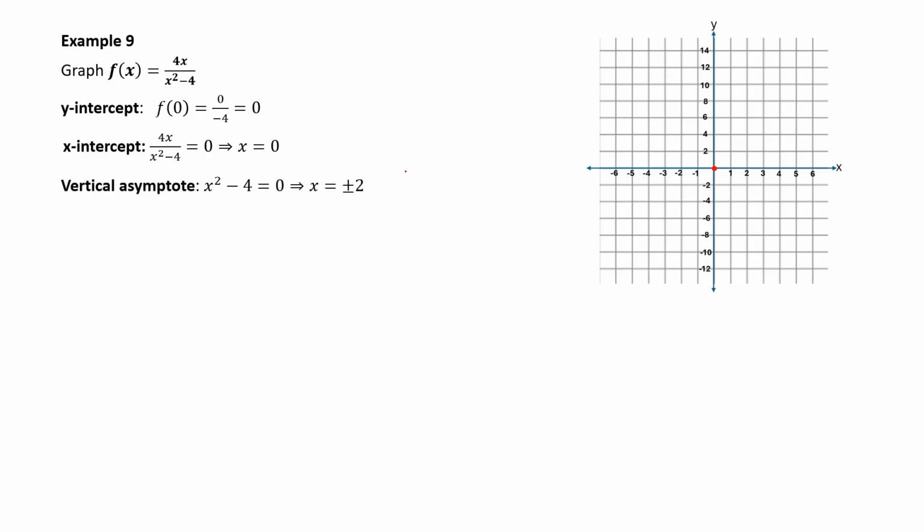All right, vertical asymptote. You're looking for the x values that will make the denominator 0. So x squared minus 4 equals 0 gives you x is plus or minus 2. So there are two zeros, two vertical asymptotes right there at 2 and -2. X equals 2 and x equals -2. All right, so we've got our vertical asymptotes.